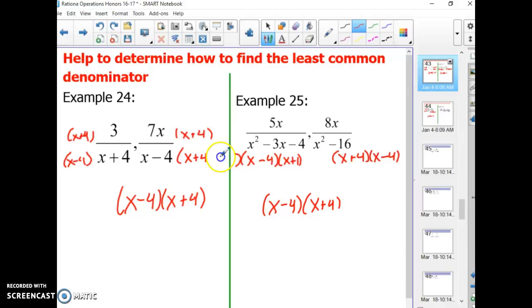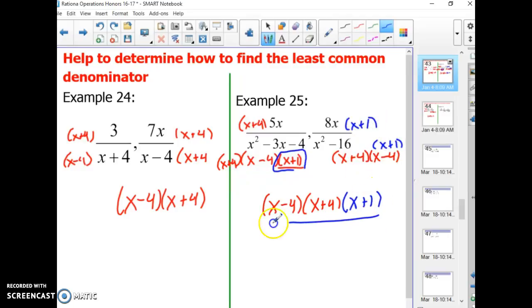So this fraction needs to get multiplied by that x plus 4. And then this has an x plus 4 and an x minus 4, so both sides match. This has an x minus 1, x plus 1. So over here I'm going to need that x plus 1 on the bottom and the top. So then my common denominator will be all 3 of those things.